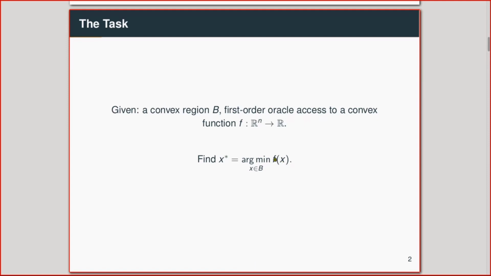This question, unfortunately, is impossible, because f might have small variations, and finding the exact minimum actually is impossible with a finite number of queries. But we'll relax this and we'll just say we want to find some point x prime in the region, which might not be the optimal, but it's at most epsilon more than the optimal. So this is the task of first order convex optimization.